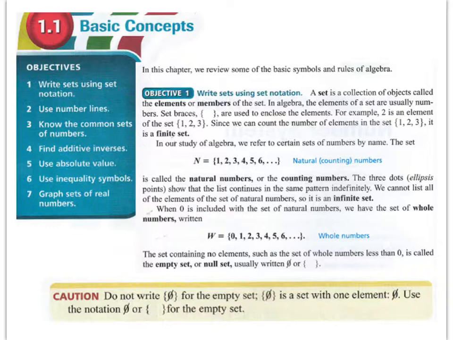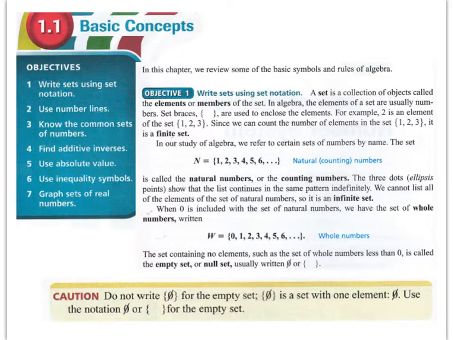Starting off with those different sets of numbers, or even what a set is. A set is a collection of objects. The objects are called elements or members of the set. Usually we use set braces in order to enclose the elements of a set. A set like 1, 2, 3 is what we call a finite set, meaning it has a beginning and an end.